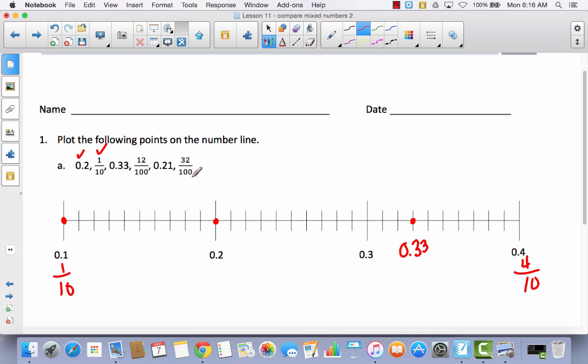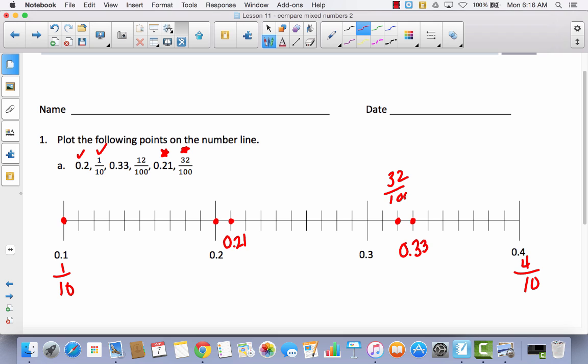And then 21 hundredths. I want you to pause the video and try to put 21 hundredths and 32 hundredths where you think they go on the number line and then come back. Okay, so hopefully you tried to put 21 hundredths where you thought it went. So if this is 10 hundredths and this is 20 hundredths, then this would be 21 hundredths. And then for 32 hundredths, we're going to go to 30, and then we're going to do 31, and then 32 hundredths, and I'm going to write it up here.